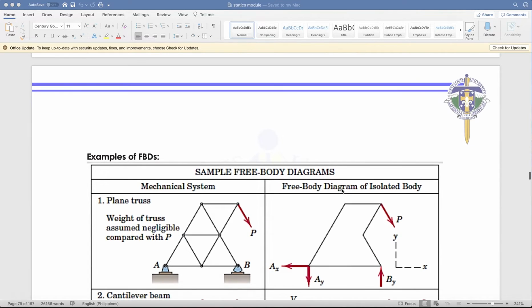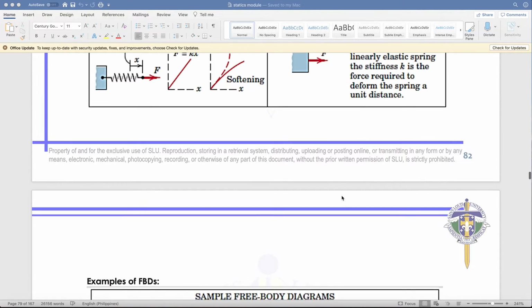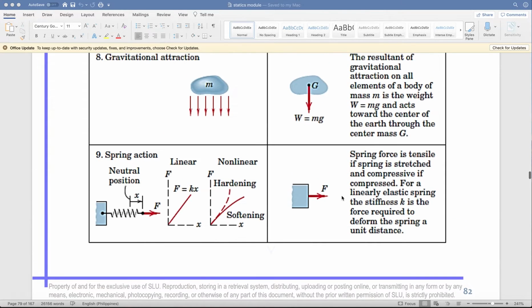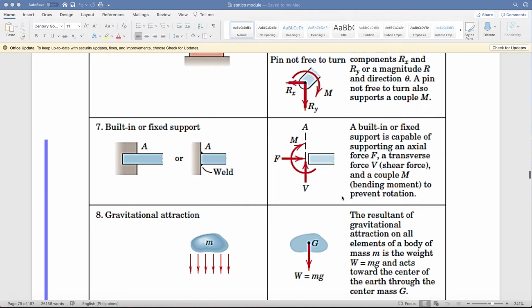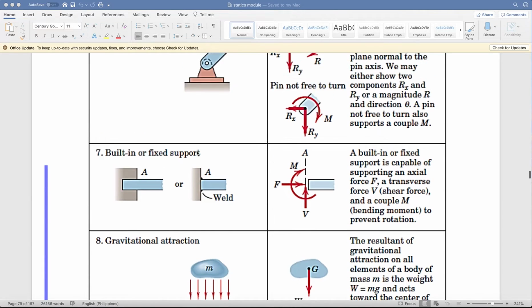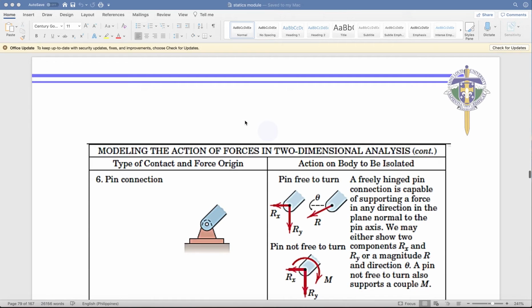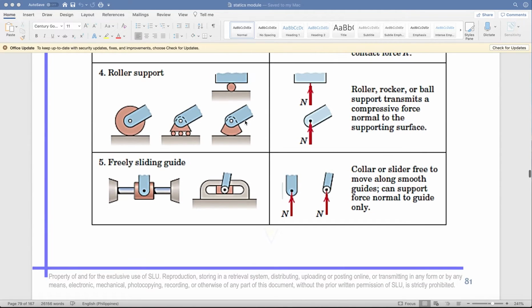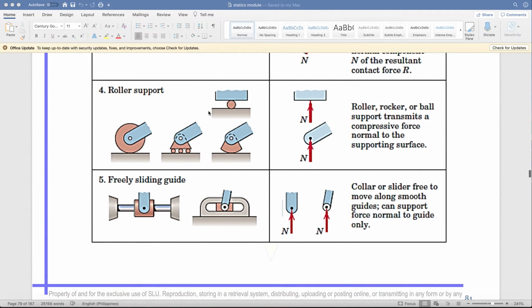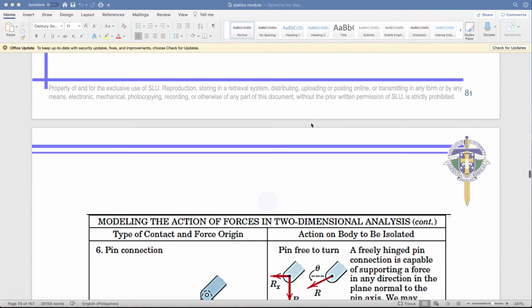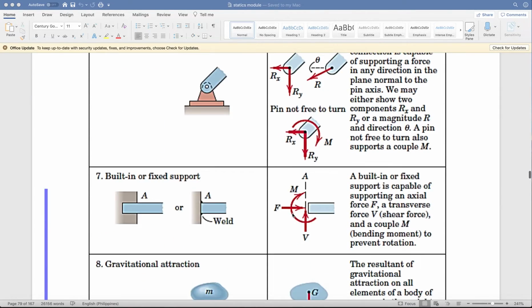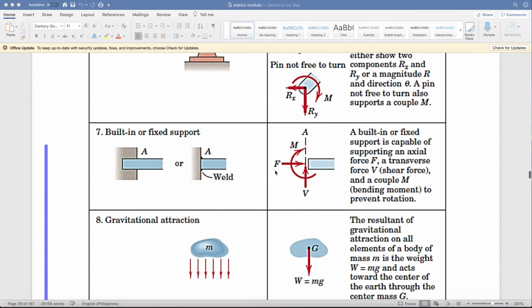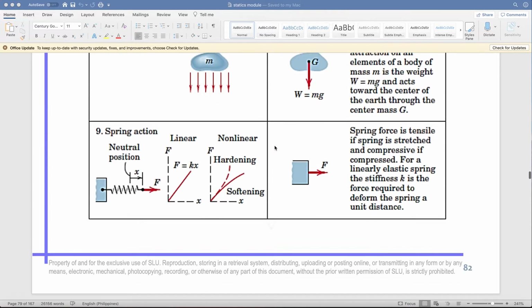Normally, what you're going to encounter most often would be a fixed support, a pin support, and a roller. I repeat, a roller only has one reaction. A pin connection has two reactions. And a fixed support has three reactions.